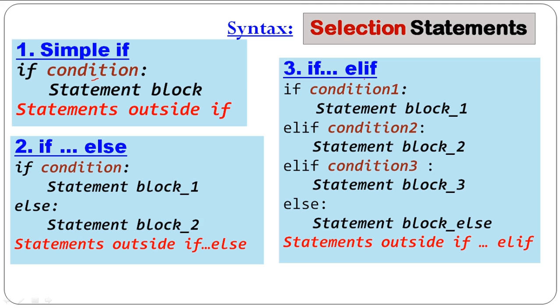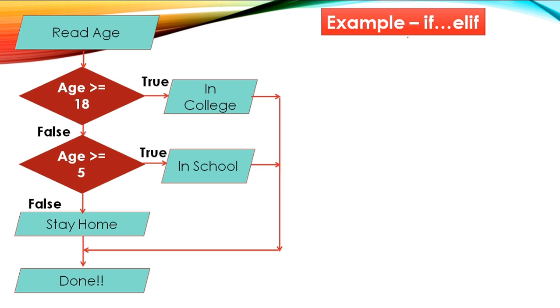And the third one, if elif, where multiple conditions are evaluated. Condition 1, condition 2, condition 3, multiple conditions can be evaluated, and according to the evaluation of the conditions, either statement block 1, 2 or 3 or the statement in the else part is executed. Then for one example for if elif, in this program we have to read the age of a person and check whether the age is greater than or equal to 18.